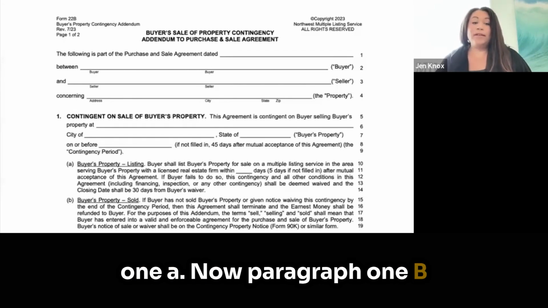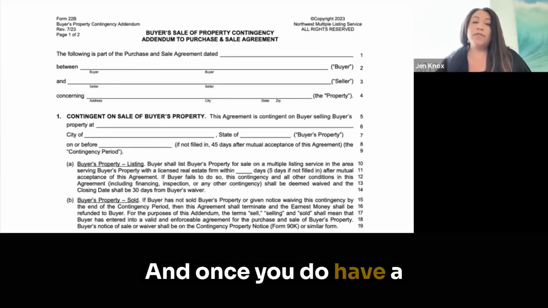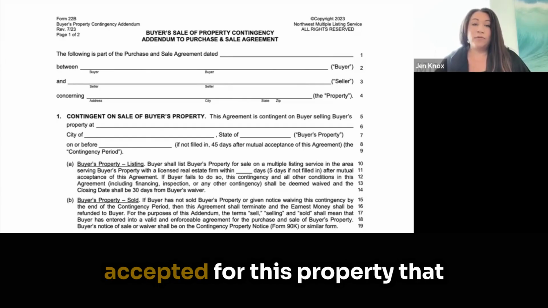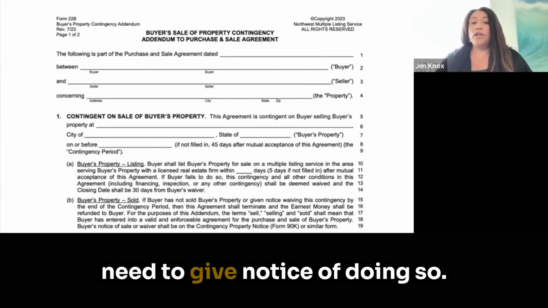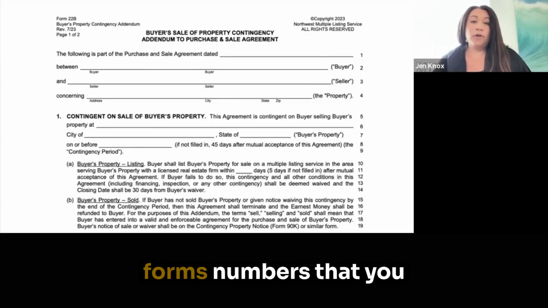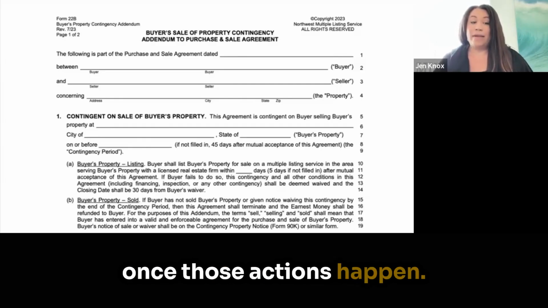Now, paragraph 1B does define what it means to have sold something. And once you do have a contract that is mutually accepted for this property that the buyer needs to sell, we do need to give notice of doing so. This form lays out the notice form numbers that you should be reaching for once those actions happen.